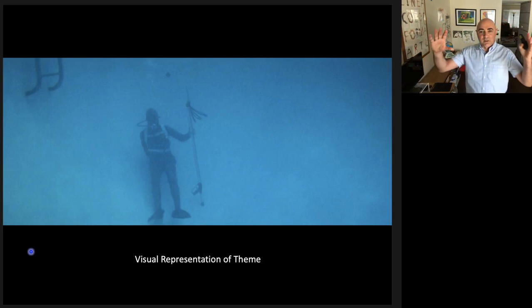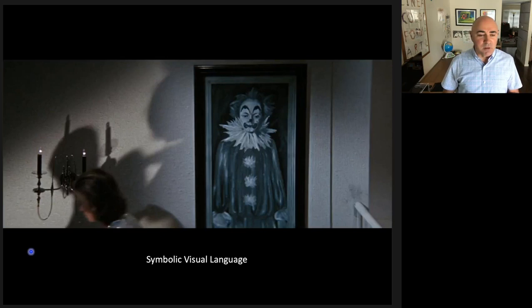This is a good example of something we might call symbolic visual language. This shot is only on the screen for a moment, but I'm sure you remember it. When his mother convinces him to go downstairs, we pause for a second on this one shot. A clown. The filmmakers could have put any painting there. It could have been a landscape. It could have been fruit. It could have been a portrait of the mom. They didn't choose that one. They specifically chose a portrait of a clown.